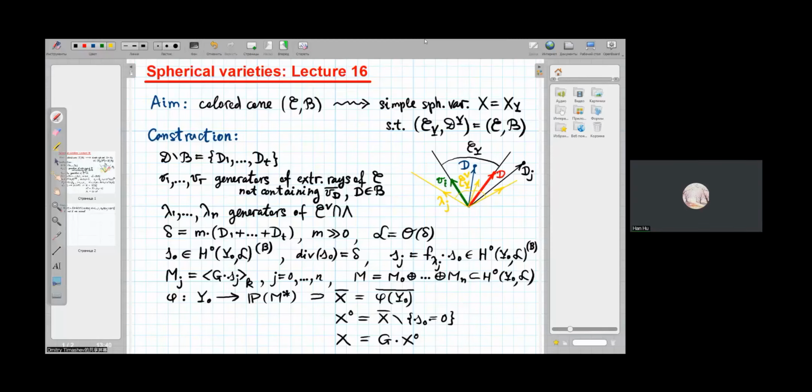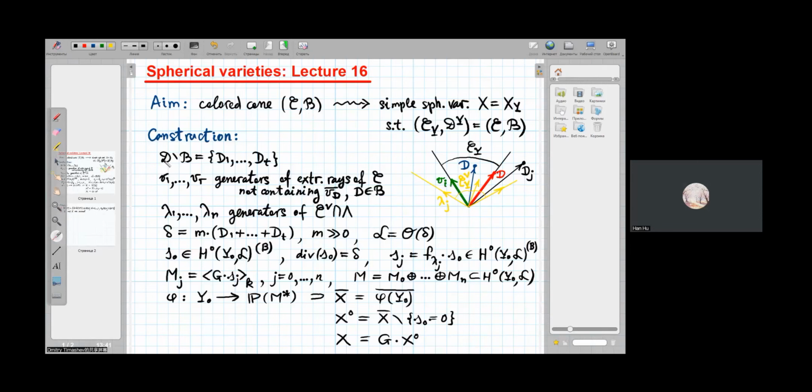Okay, let's start. Recall that our aim is to construct a simple spherical variety from a colored cone. So given a colored cone (C, B), C is a strictly pointed cone in the vector space E, and B is a subset of colors. Given a colored cone, we want to construct a simple spherical variety X with a unique closed orbit Y, such that the colored cone of this X is exactly the cone we started with. And the construction we suggested at the previous lecture is the following one.